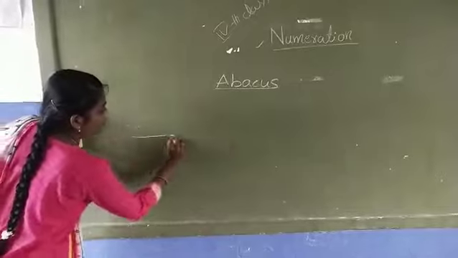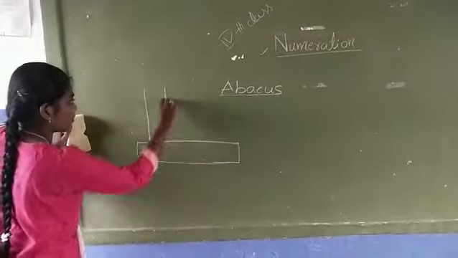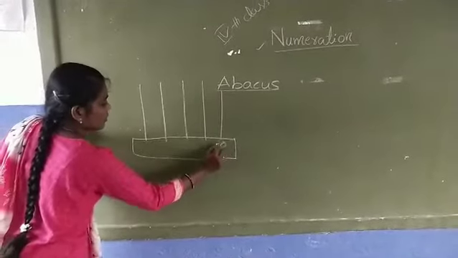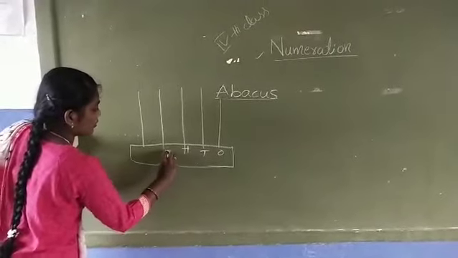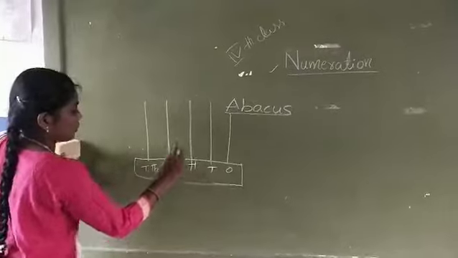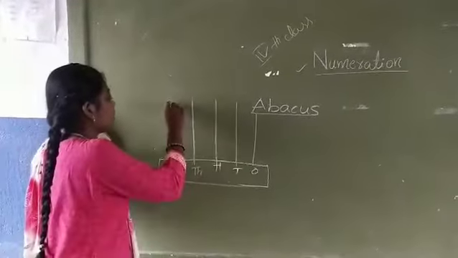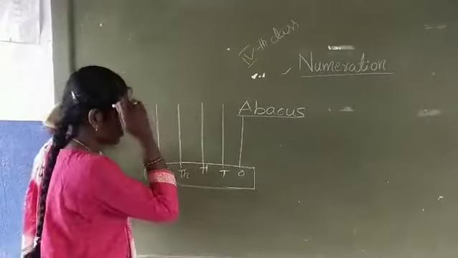Now I'm drawing one abacus chart: ones, tens, hundreds, thousands, 10,000s. I'm drawing only five bars on this abacus chart, so this is a five digit number.